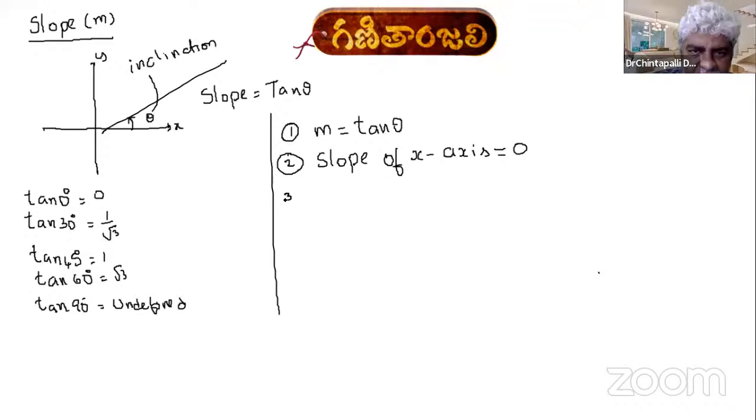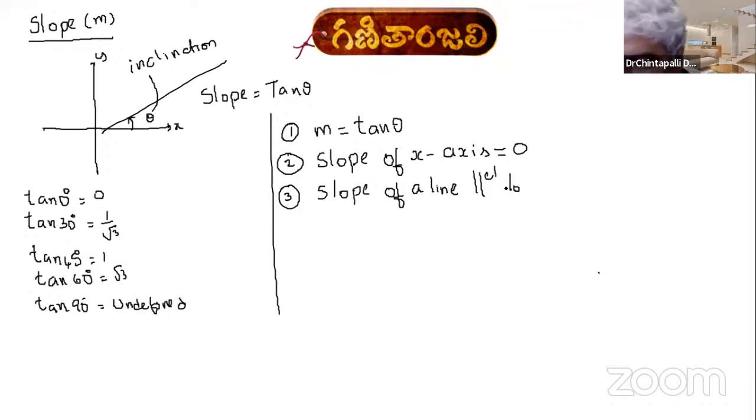Third point. The slope of a line parallel to the x-axis is also 0.